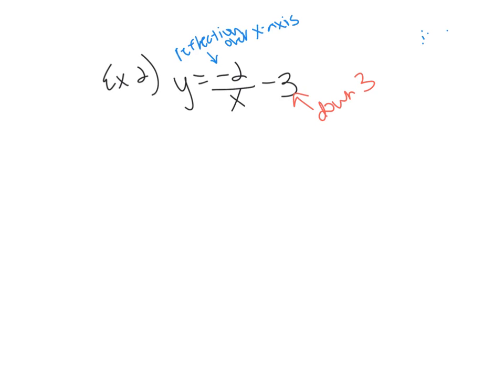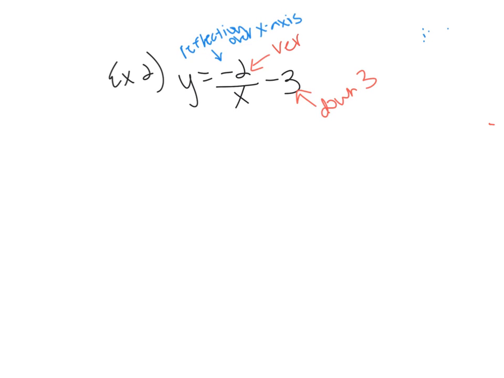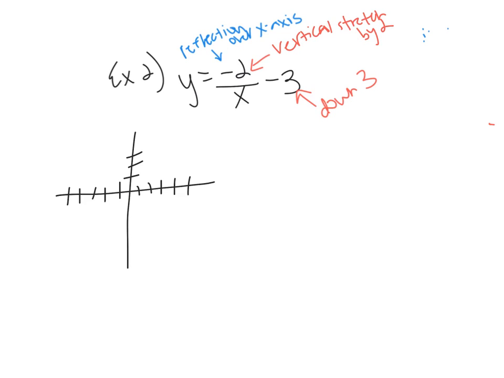And we also have a 2 instead of a 1 over x. We have a 2 over x, so that means we're multiplying by 2. Multiplying by 2 means we have a vertical stretch by 2. So let's see if we can draw a quick sketch of the graph without the calculator. Of course, if you need the calculator as assistance, that is okay.